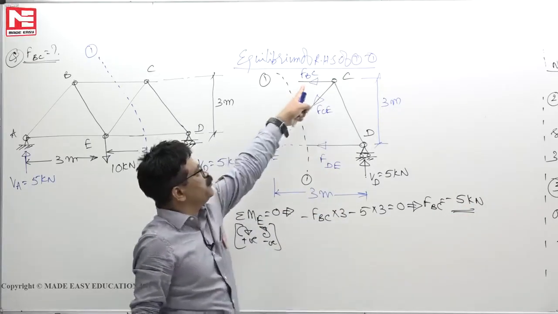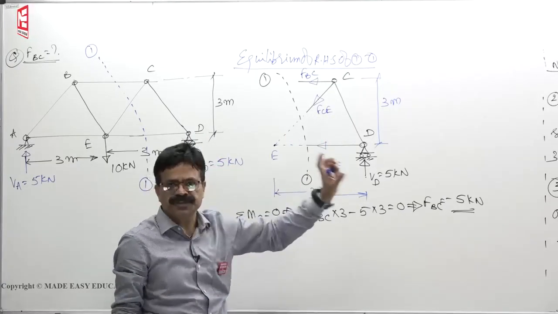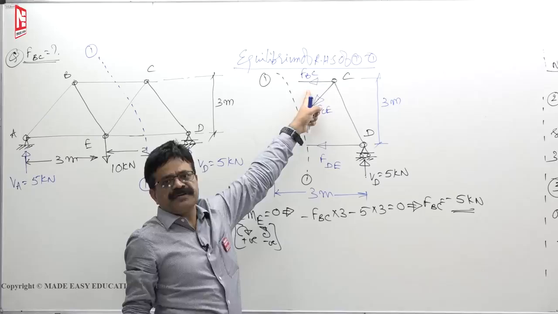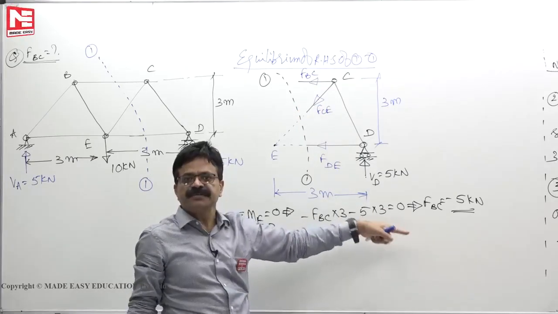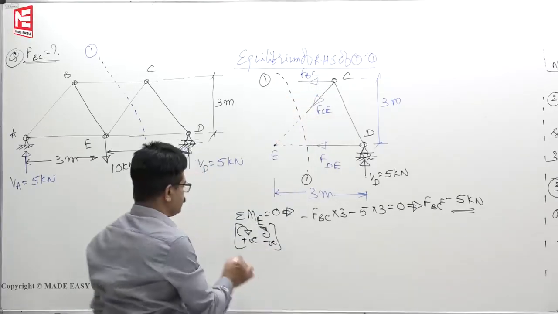See, these arrows you assumed arbitrarily. You don't know whether the members are getting pulled or pushed. Some arrow mark you have taken. If the result works out to be negative, our assumed direction is wrong, so we have to change the direction.